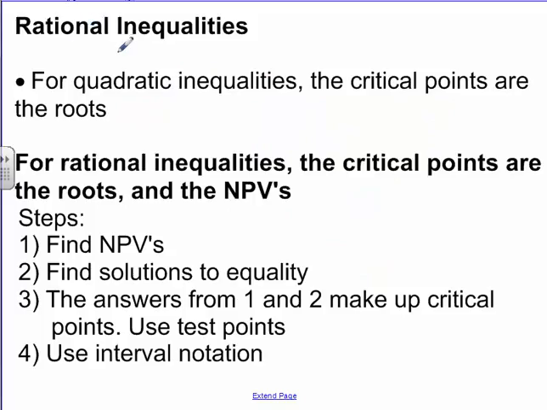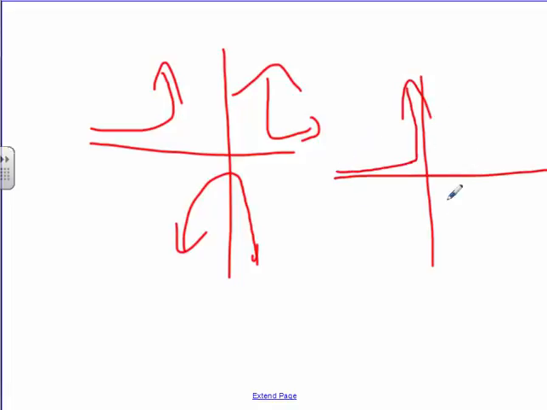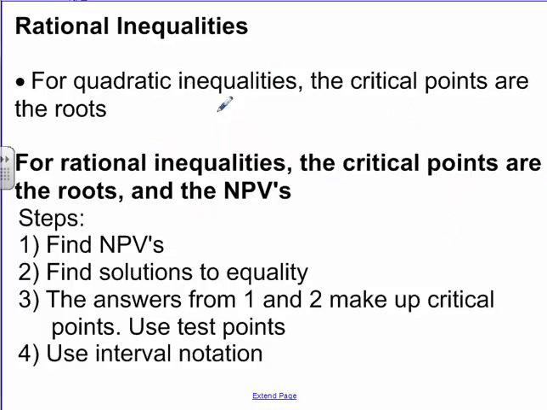How does that change, though, if it's rational? Rational graphs, they can look crazy. The rational graphs can kind of have this sort of shape to them. Rational graphs can look like this, where they have some asymptotes going on. So let's try those ones.